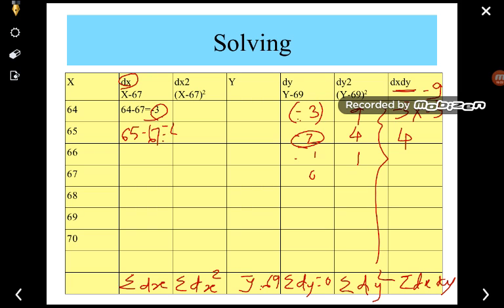Similarly, we have to do the summation of dx, summation of dx square. The y mean is given over here. Next is the summation of dy square, and then the summation of dx into dy. I have already given you how to calculate the coefficient of correlation. Now you have to put these inside the formula and calculate the result. So I expect you will do the rest of them.